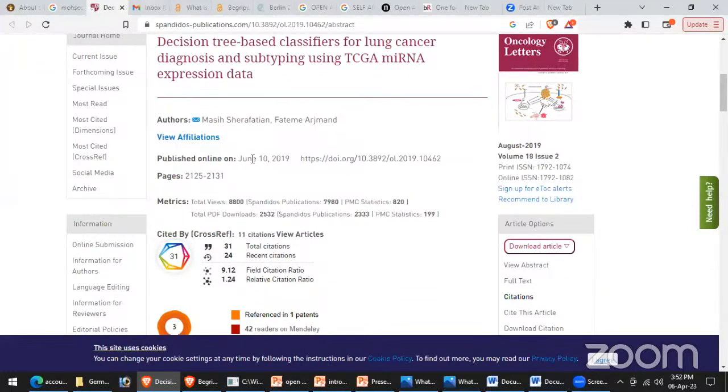See here. Online कब हुआ ये? When is it online? Can anyone read it for me? 2019. Very good. And in 2019, I have only the DOI number. Just now I had told you, what is a DOI number? Digital object identifier. Very good. Digital object identifier has been given. Only this one is given to me.